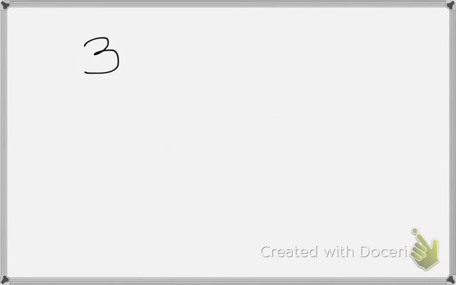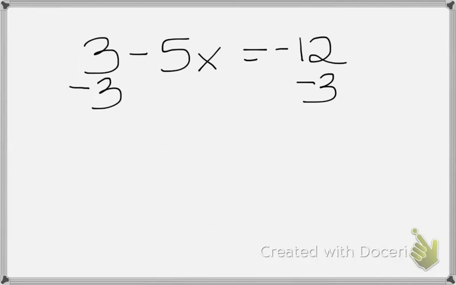I'll do a large print. 3 minus 5x equals negative 12. So I'll ask things like, who's the mother-in-law? Kids will say 3, 3, 3. You're right, 3 is the mother-in-law. What do I do to make her disappear? They would tell me do a minus 3. Yes, good.